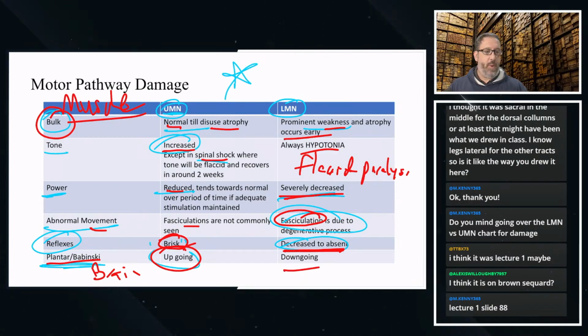So I hope that answers the question about the upper versus lower motor neuron damage and what kind of symptoms they're having. So when you get to different questions, if I mention anything about hyperreflexia, it's an upper motor neuron. If I say anything about hypotonia, muscle atrophy in the area that's affected, it's going to be a lower motor neuron, and so forth.